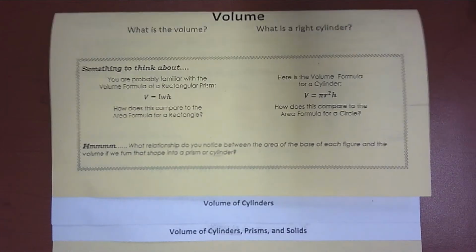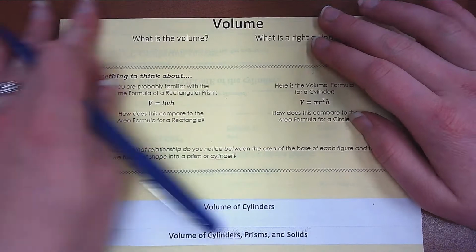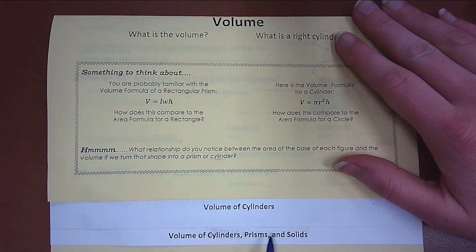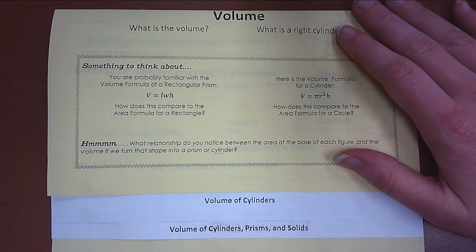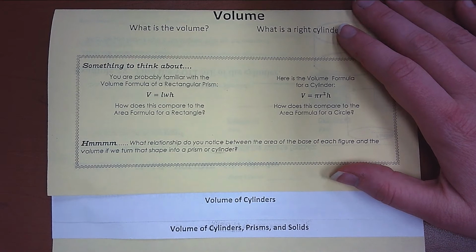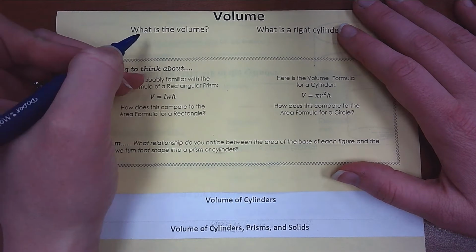Today we're going to be focused on volume, and we're going to be finding the volume of cylinders, of prisms, and then of solids, which is just like a compound volume thing. So first we're going to talk about what is volume.